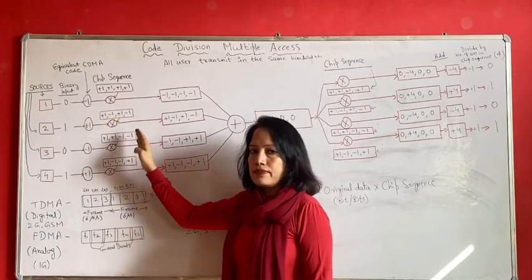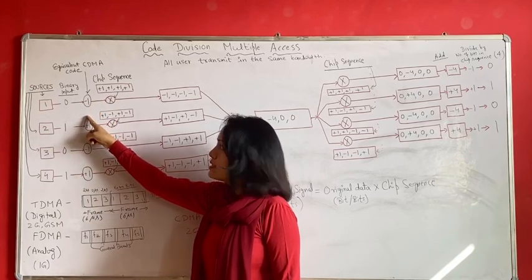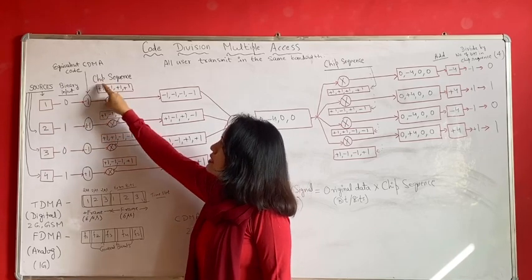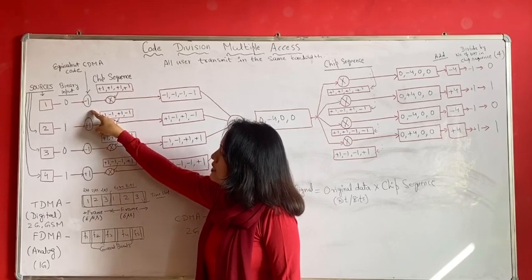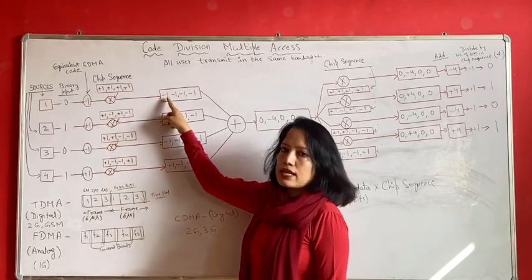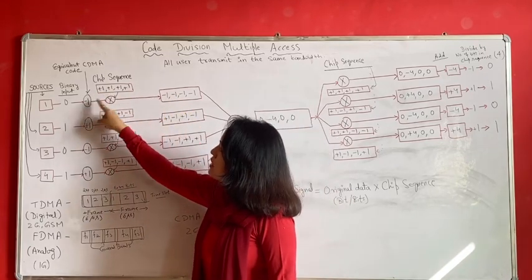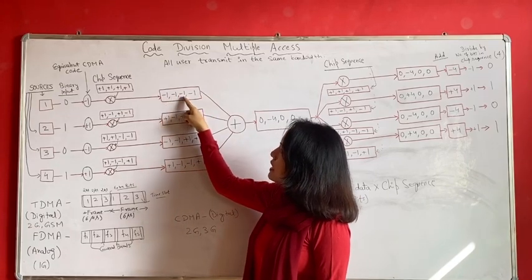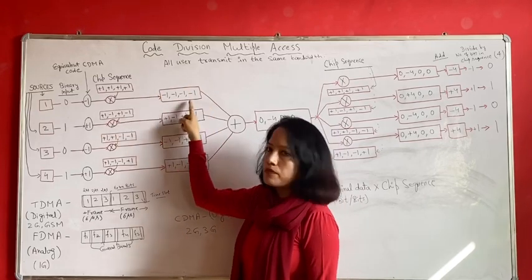Now, what is the first step in this case? As I told you, 0 is represented as -1. In the next step, this -1 is multiplied with the chip sequence bits. So, this -1 is multiplied with the first +1, and we get -1. Then -1 into the next +1 is -1, and -1 into +1 is -1 and -1. So, we have -1, -1, -1, -1 as the output from this.